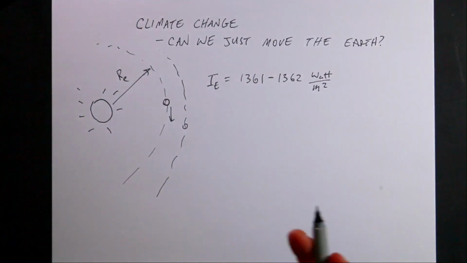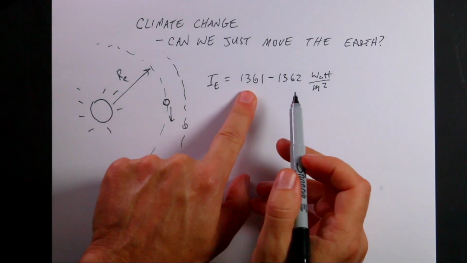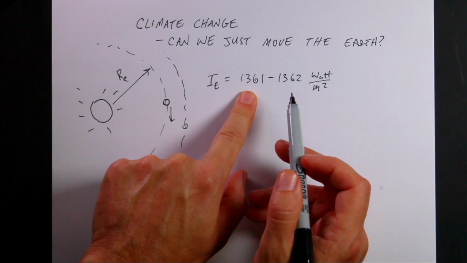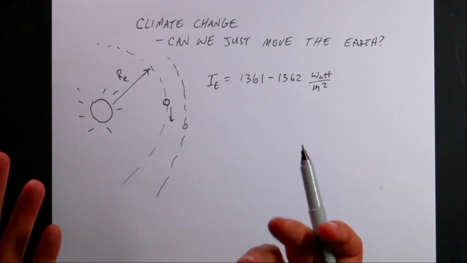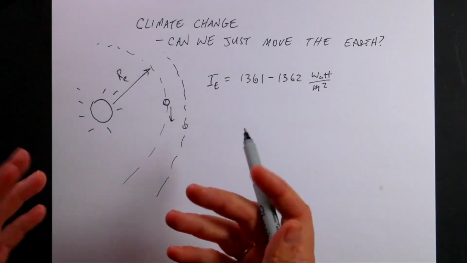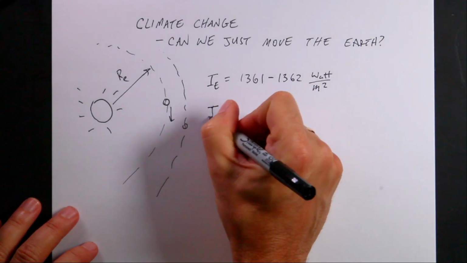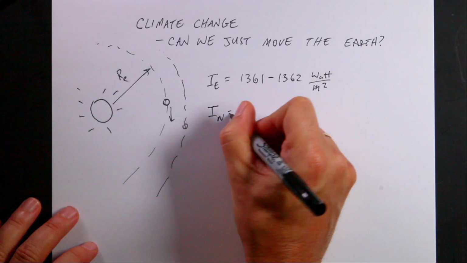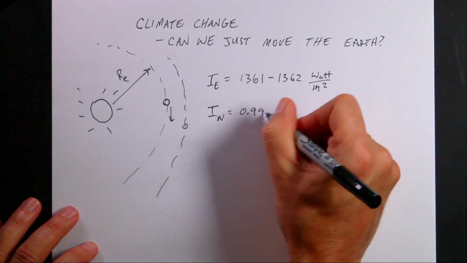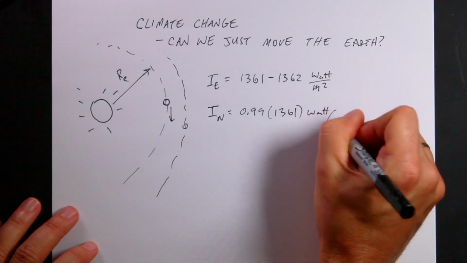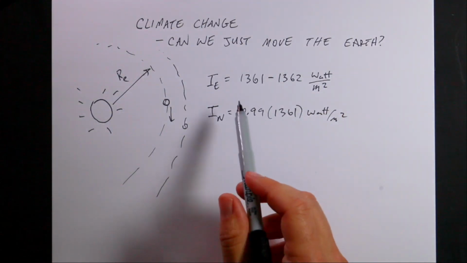And I'm going to pick a value. Let's pick this: I want to calculate how far I need to be to reduce the intensity by 1%, and then we'll find out how much energy that is. So that's the first question. Let's call it I new, which is going to be 0.99 times 1361 watts per square meter. So where would I have to be in order to get to that intensity?